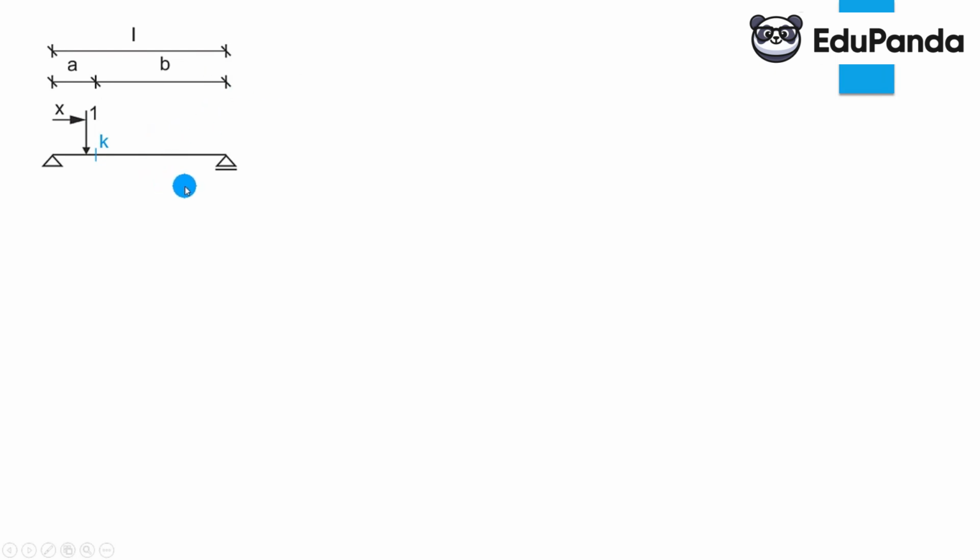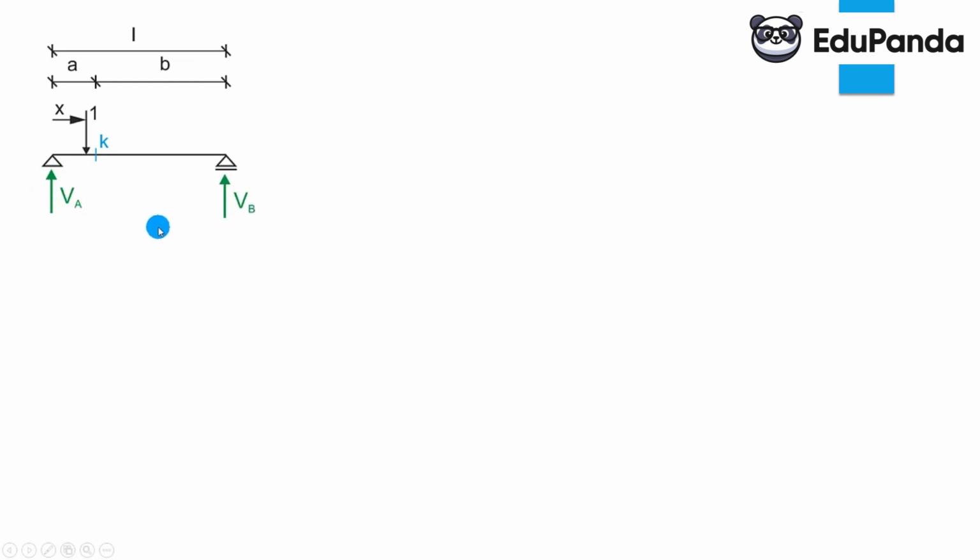Generally, our goal is to consider what part of this force will be resisted by this support, depending on where the force is placed. This force moves, and we are to show on a graph how the reaction at the first support behaves and how the reaction at the second support behaves. So we know that there are reactions here, let's say VA and VB.